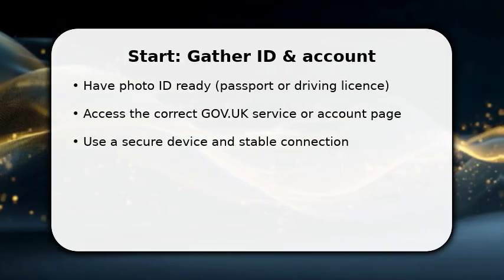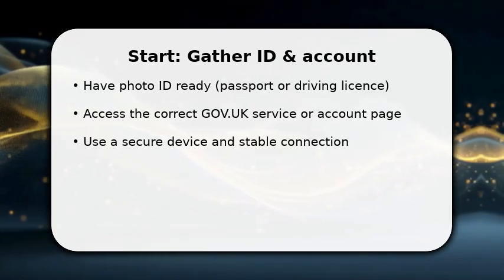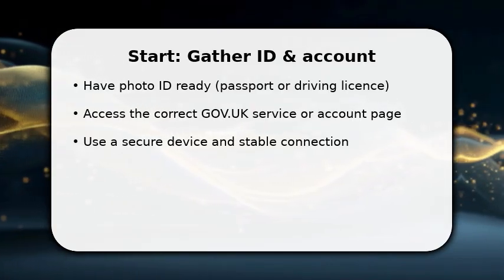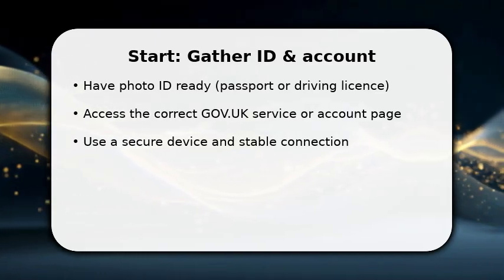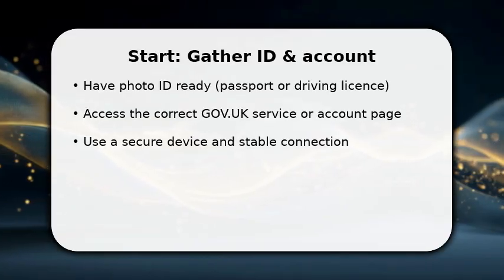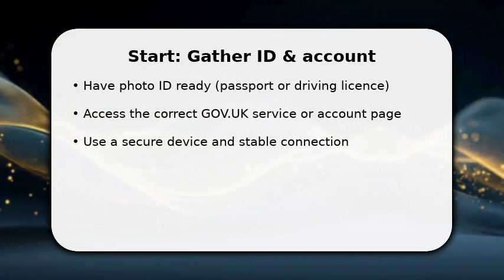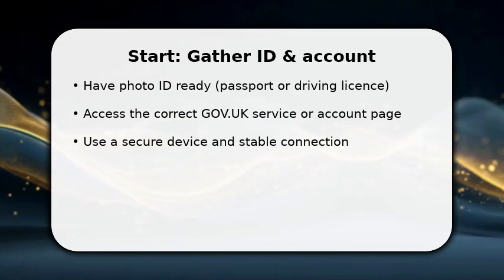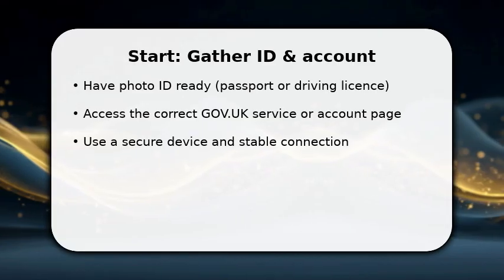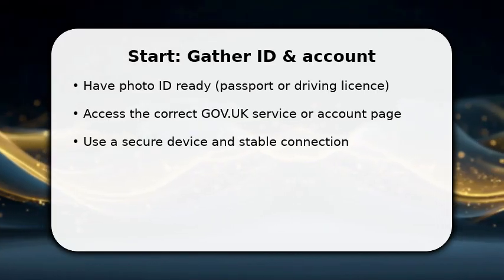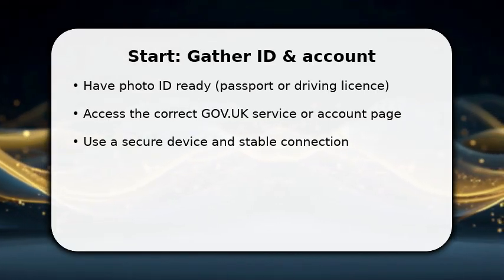You start by preparing two essentials: your identity document and the online account tied to the service that issues share codes. Once you have your passport or driving license, sign in to the relevant Gov.UK service or government portal. Make sure you're on the correct page for creating a share code. Don't navigate away. You'll often need to verify via two-step authentication, so have your phone or email accessible. This avoids delays and keeps the code linked to the right identity.